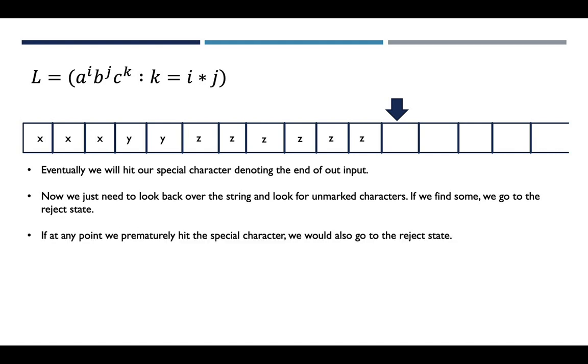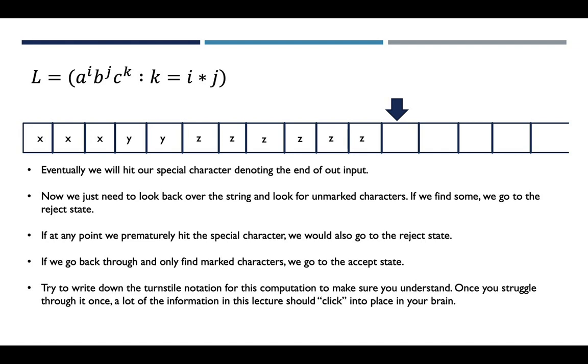and that can't be allowed in any string that's in the language. Additionally, if at any point I prematurely hit this special character, so if while processing a B I hit the special character, I would also know that I need to go to the reject state, because I don't have enough C's in order to be a string that's inside of the language. So if we go back through and we only find X's, Y's, and Z's, that's the only case in which we can actually go to the accept state. In that case, we've actually seen a string that has the correct number of A's, B's, and C's, and we know that we can answer the membership question with a big yes.